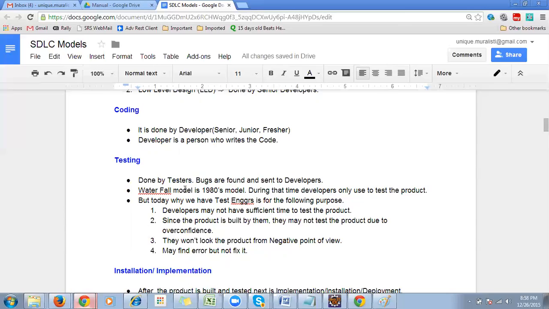Why do we get bugs and these problems? The developers might not have sufficient time to test the product. Otherwise, they may be overconfident about the product they have developed. They will always look at it from a positive point of view, not from a negative point of view. They will not look at the product in a different direction; they will always stay narrowly on the requirement which is given.